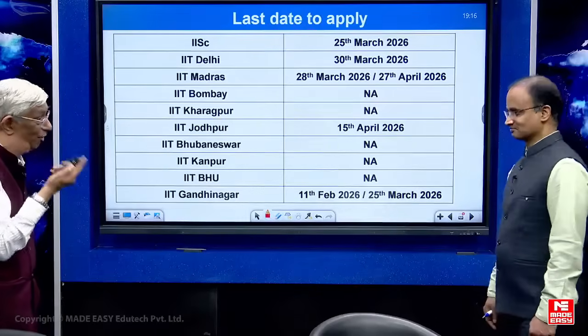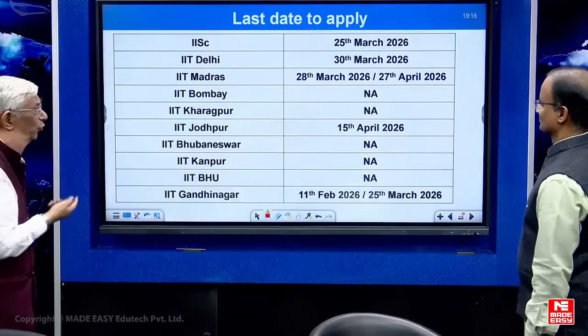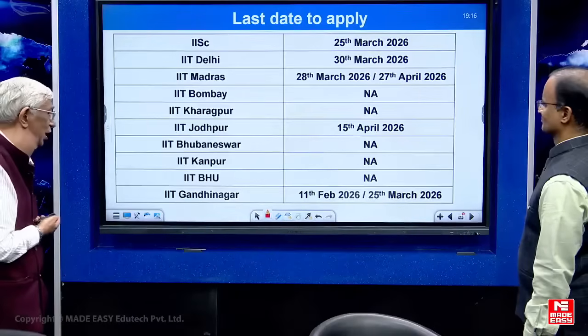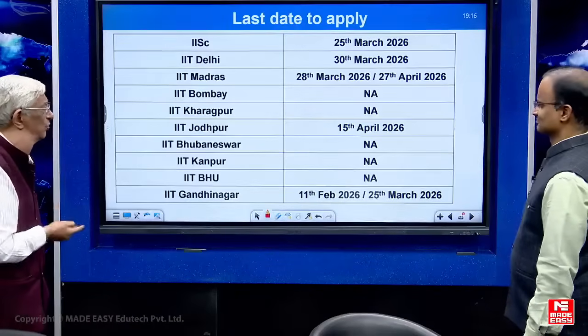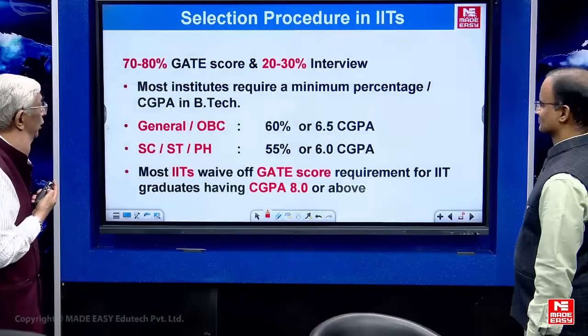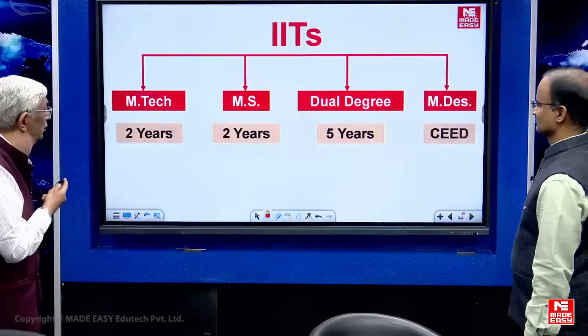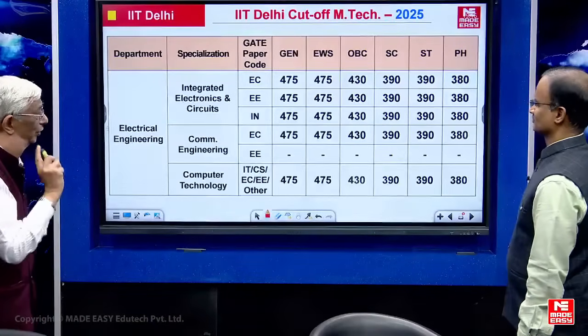Cutoff dates are important. Again, it's a repetition only. 25th March for IISc and for IIT Gandhinagar. I think it's similar to the electrical. It's the same slide. We'll skip this process part and only look at the cutoff.